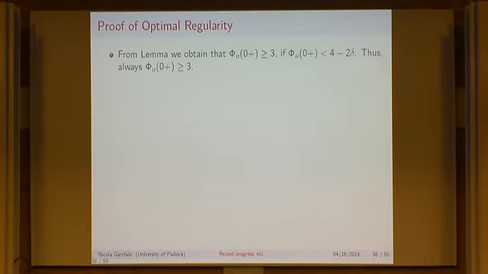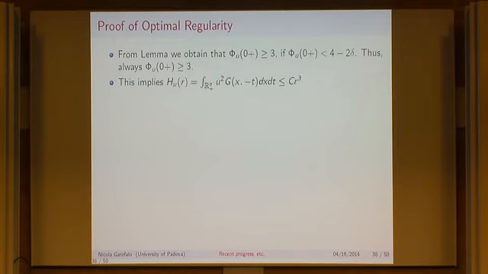So now let's go back to the proof of optimal regularity. From the lemma, we know that the homogeneity at 0 has to be bigger than or equal to 3. So if it is less than 4 minus 2 delta, that's what I showed you before. And therefore, we always have this thing here.